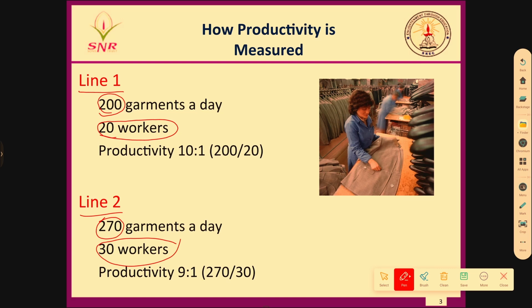If you calculate the productivity of the 2 cases, line 1 you are getting 200 by 20 is 10, and for line 2, 270 by 30 is 9. So even though here the production is more, the productivity is less. Here the production is less, but productivity is high. In this we can say line 1 can earn us more profit.